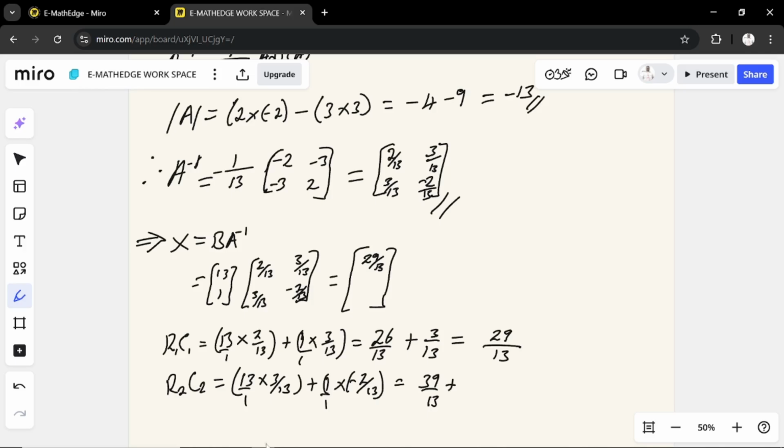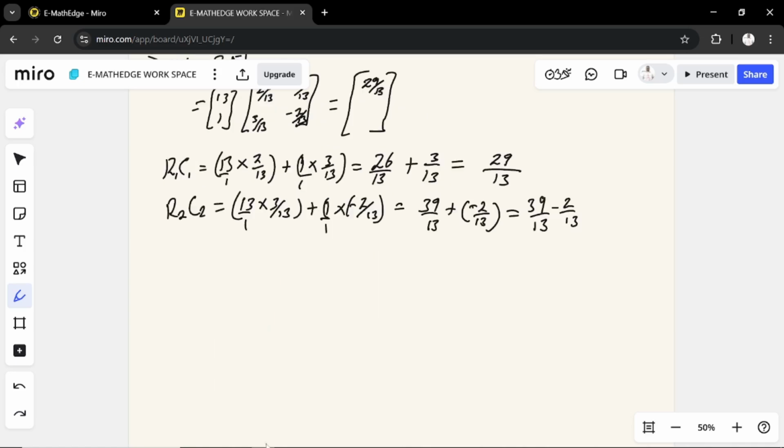Plus take this to fraction as well. 1 multiplied by, now this is negative 2. So 1 multiplying negative 2 is going to give us negative 2. Let's put it in bracket. Negative 2 all over 1 multiplied by 13 is going to give us 13. So let's express this further such that we are going to have 39 all over 13. Now this is positive sign and this is negative, which will give us negative sign 2 all over 13.